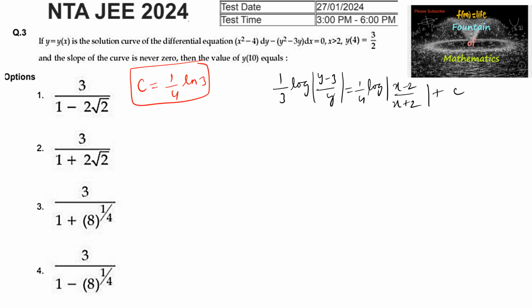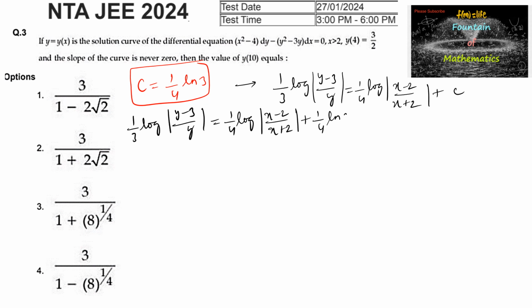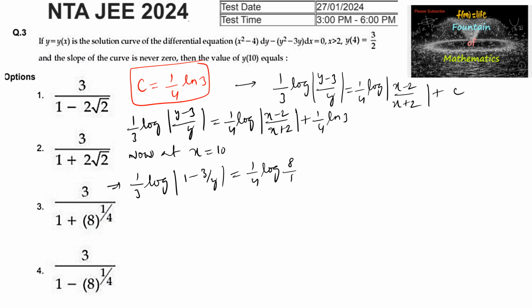And now substituting c = 1/4 log 3 in the general solution, we'll get 1/3 log|(y − 3)/y| = 1/4 log|(x − 2)/(x + 2)| + 1/4 log 3. And now we need to find the value of y at x = 10. So let us substitute: 1/3 log|(y − 3)/y|, we can write as 1 − 3/y, = 1/4 log((10 − 2)/(10 + 2)) + 1/4 log 3.